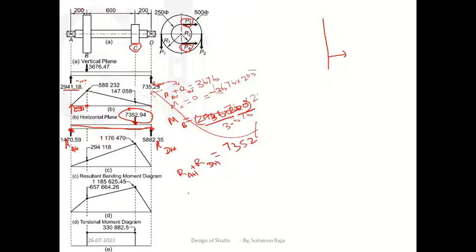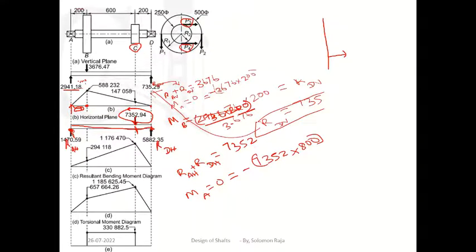So moment about A. I told you at the extreme end moment value is 0. So moment about A is 0. So that will be equal to, it is in clockwise direction, so minus 7352, first force, into distance. What is the distance between this point and this point? Distance is 800. Okay. Next, what force is there? Next, RDH is there. So RDH is acting in counterclockwise direction. So plus RDH. What is the distance between RDH and A? Distance is 1000.